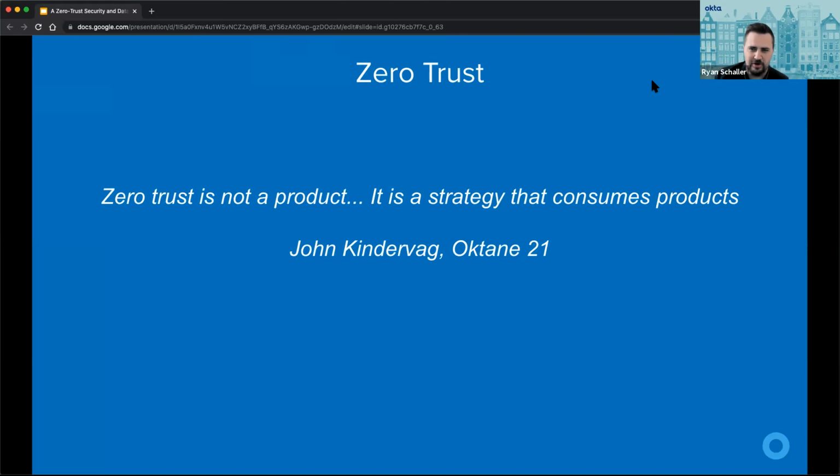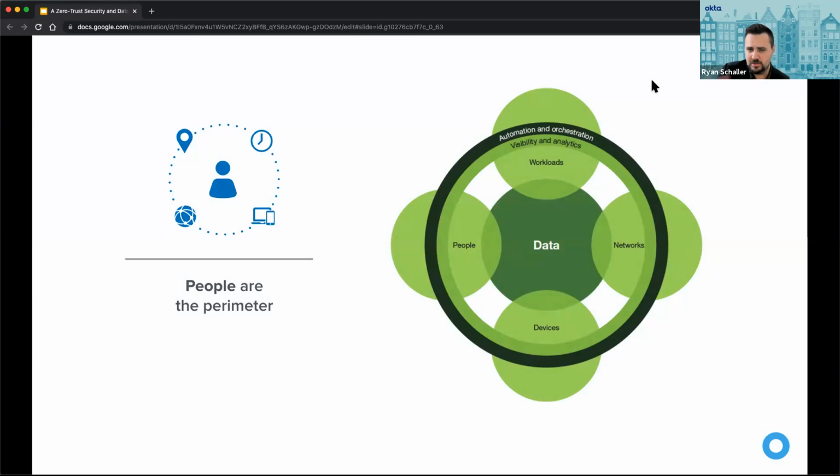This buzzword, zero trust, is not just part of me. John actually spoke at our Octane conference, and he pointed out something that I found particularly interesting, which is that zero trust is not a product, it's a strategy that consumes products. If you have the mentality that people and everything is everywhere, like you see here on this graph, all of it is really centered around data. This data that's moving around from your home networks to on-premise to your virtualized networks, those are things you have to consider as your vectors or your gateways into data.